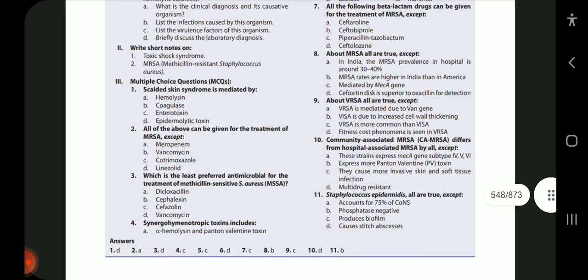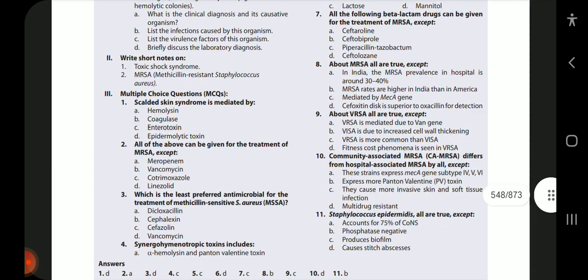Okay, now all the following beta lactam drugs can be given for the treatment of MRSA except, ceftriaxone, ceftobiprole, and ceftolozane can be given. So, piperacillin and tazobactam cannot be given.